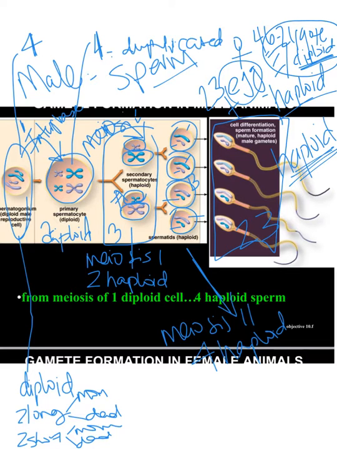So gamete formation in the male is pretty simple, pretty straightforward. Each of these spermatids would develop into a fully functional sperm. So from one round of meiosis in the male, you end up with 4 fully functional sperm. That is not the case in the female.